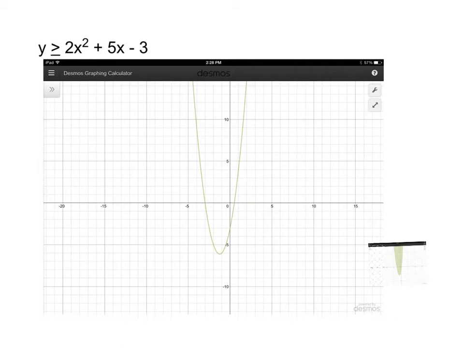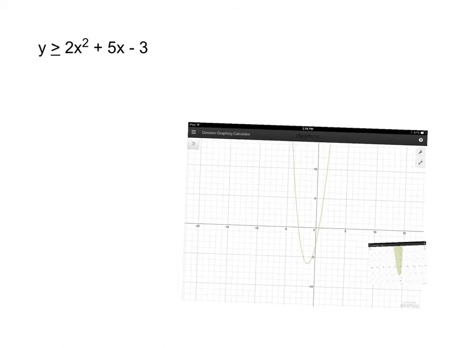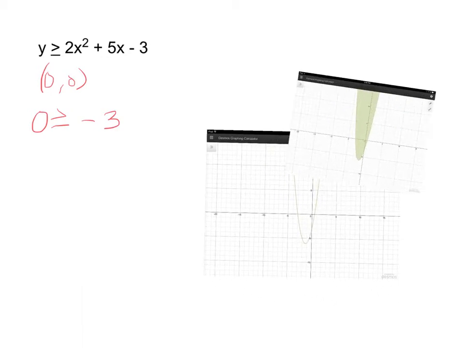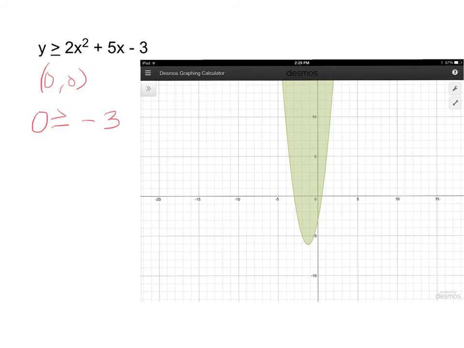And so for one like this, quadratic, we're either shading inside or all of the outside. If we test, again, 0, 0, because it doesn't go through 0, 0, which makes it easy. 0 is greater than or equal to -3. Is that true? Yes, that means we shade where 0, 0 is. And 0, 0 is right there. So we shade in there.